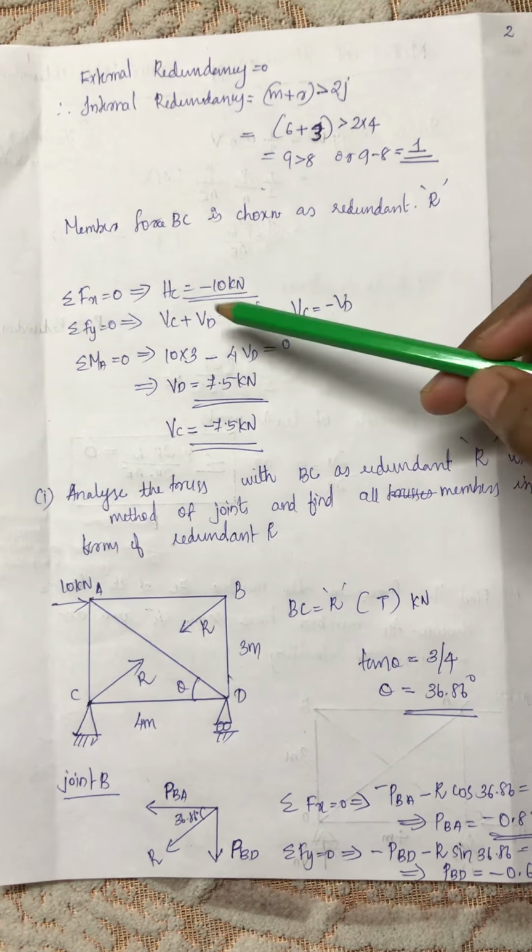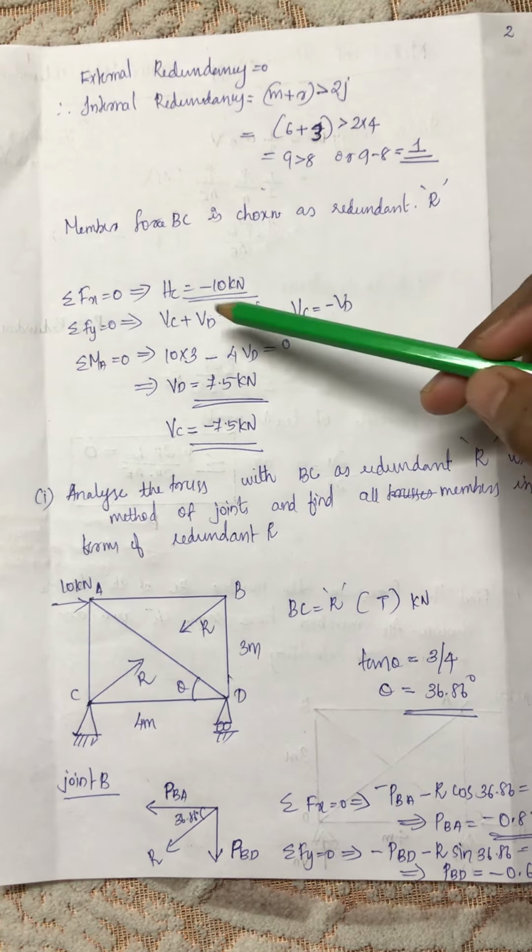We need to find all the P forces by taking the truss. So I just draw the truss and write BC is equal to R, tensile in nature, that is, it is away from joint C and it is also away from joint B. Now mark the 10 kilonewton load and then take each joint and find out the member forces in terms of this capital R. For the joint B, here we have member AB, member BD and also the redundant.